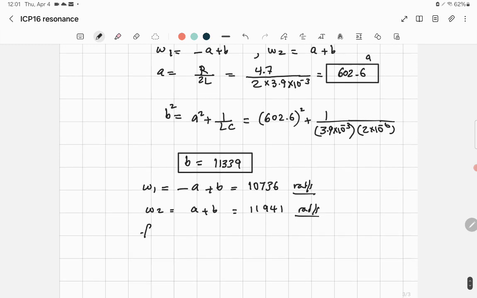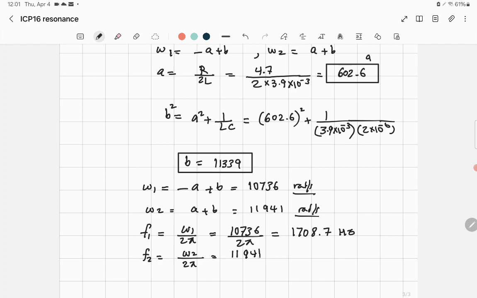Very simple. The first cutoff frequency F1 is equal to omega 1 divided by 2 pi. So you have 10736 divided by 2 pi. You get 1708.7 hertz. Find F2 using the same equation, omega 2 divided by 2 pi. Omega 2 is equal to 11941 radian per second divided by 2 pi. You get 1900.5 hertz. So that's F1 and F2.